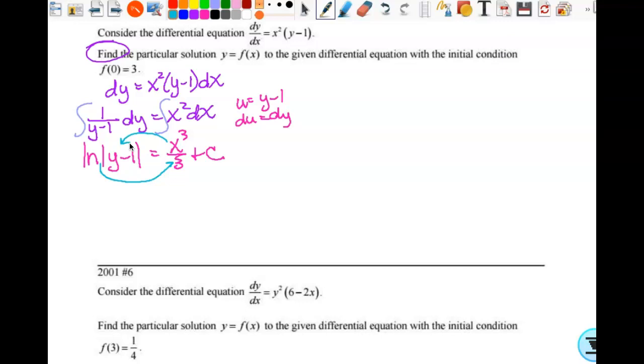The 10 is the base of the common log. So when you use LOG and there's no base there, it's 10. When you don't see the base, it's e, okay? So we're going to do e, this is the base, to the x cubed over 3 plus c power equals y minus 1.